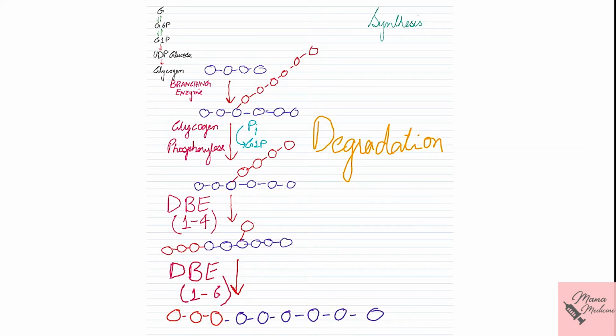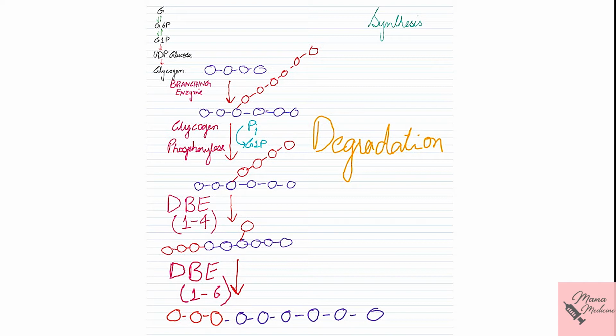So first we'll go through the glycogen pathway quickly. As you can see in this pathway, glycogen is formed from glucose, and glucose converts into glucose 6-phosphate, which converts into glucose 1-phosphate, and when it attaches to UDP it forms UDP glucose, and those UDP glucose units then join each other to form glycogen.